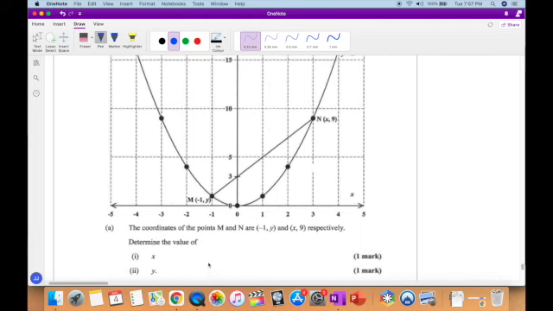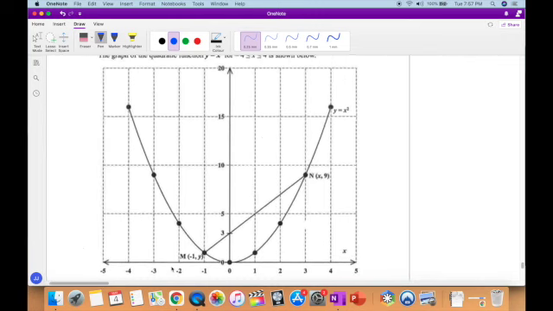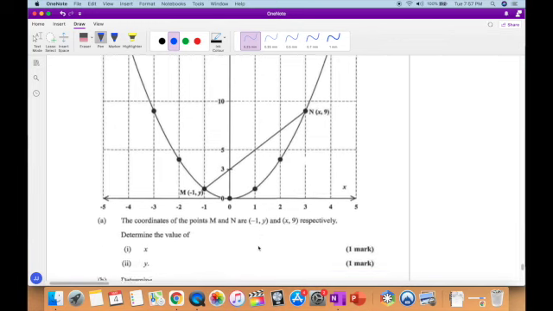The coordinates of the points m and n are 1, y, and x, 9, respectively. Determine the value of x and y. How do you think I could do that? Determine the value of x and y. How many marks is it? It's one mark each, right?